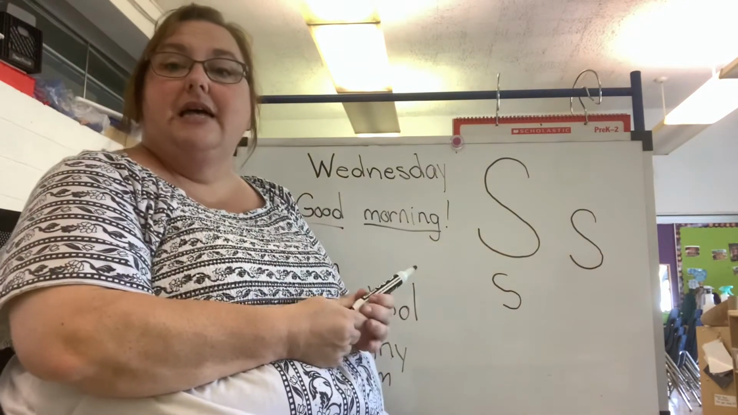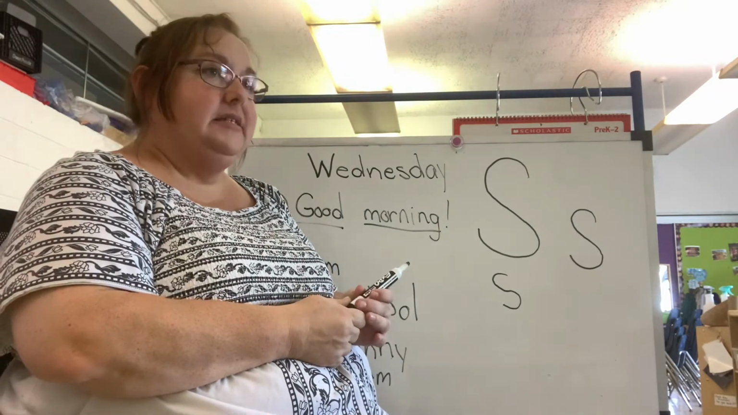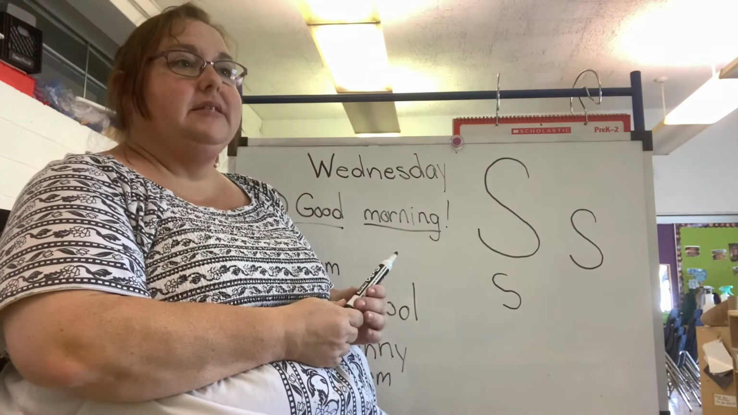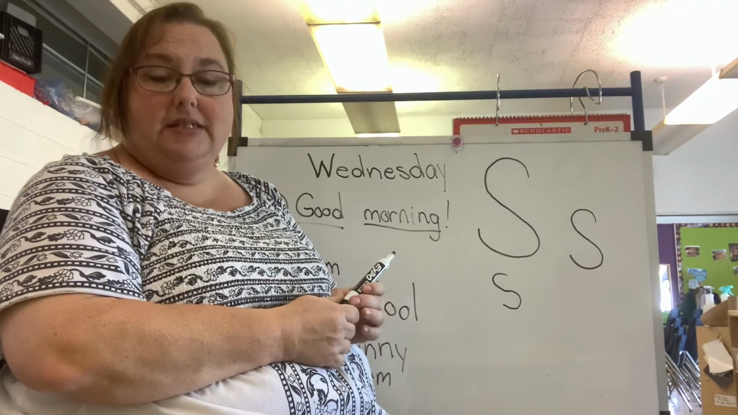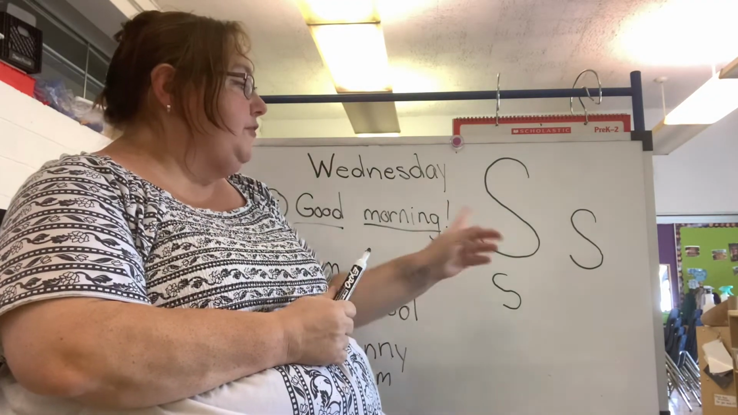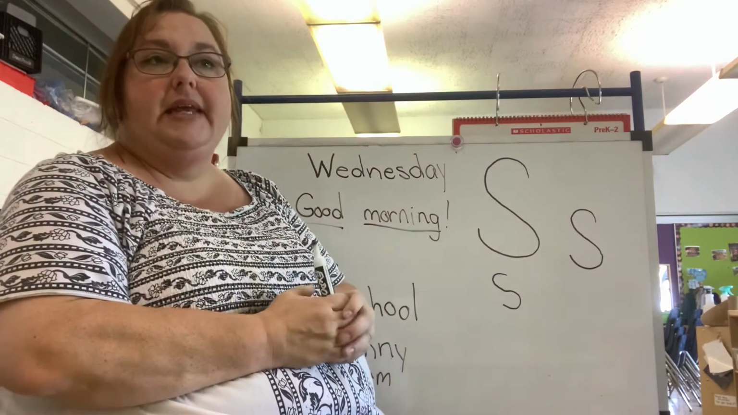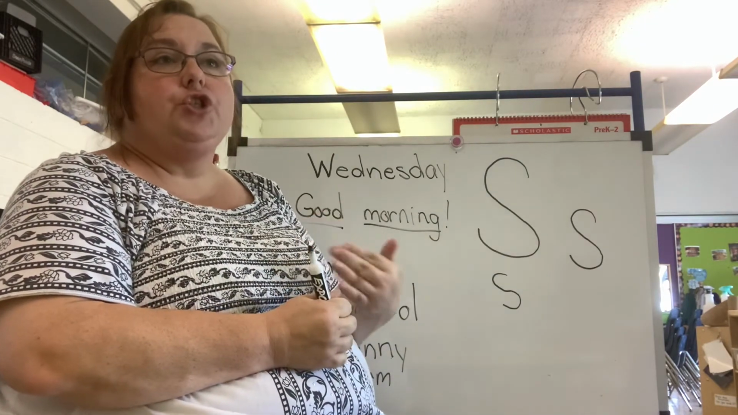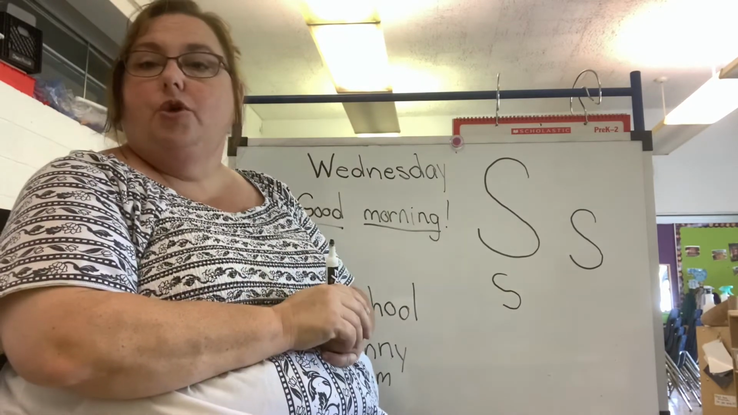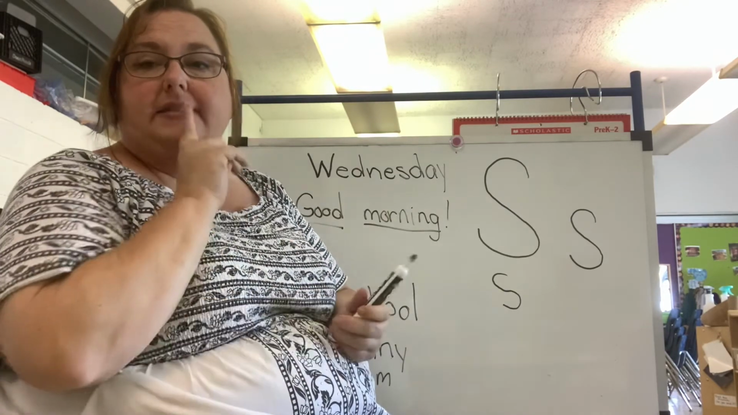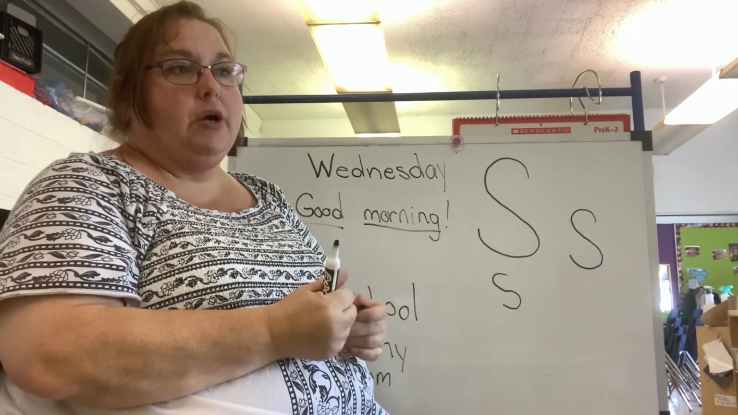S says s, s says s, s says s. Every letter makes a sound, and S says s. S is for Shek Shark, and the reason he has a sh sound for his S is because he has Good Buddy H with it. So when S and Good Buddy H are together, they say sh, like Shek Shark.